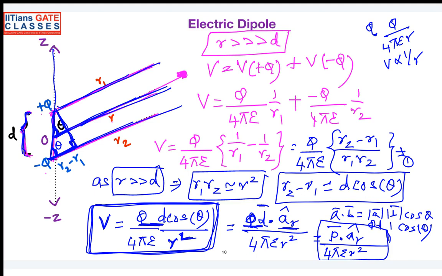The dipole moment is basically given by the charge into the displacement vector, so the units will be in the order of coulomb meter. Is it clear? Once you know the dipole moment, you can straight away use this formula to get the electric potential. If you know the charge and distance separately, you can use this formula as well. You can ask any questions you have.